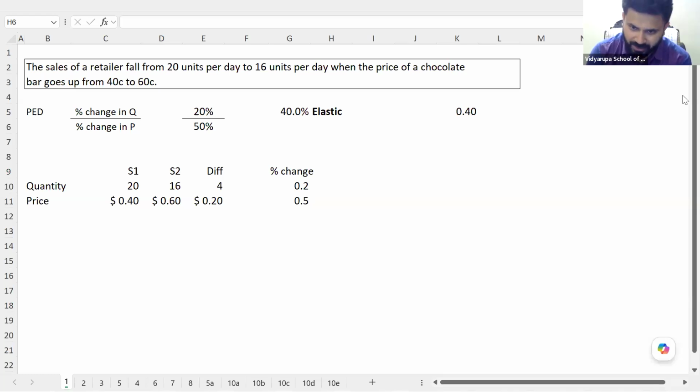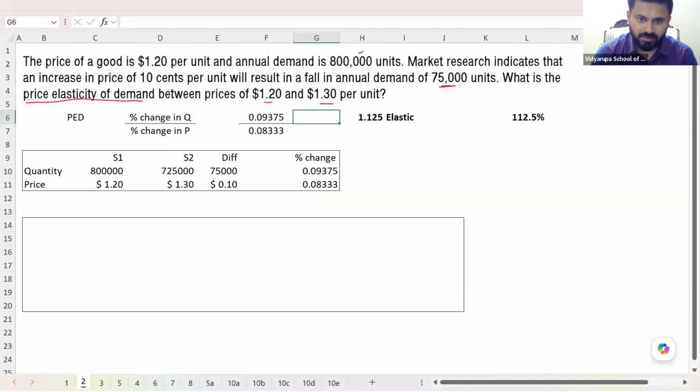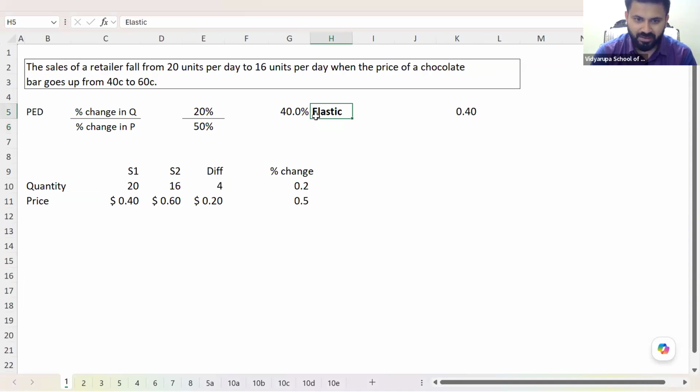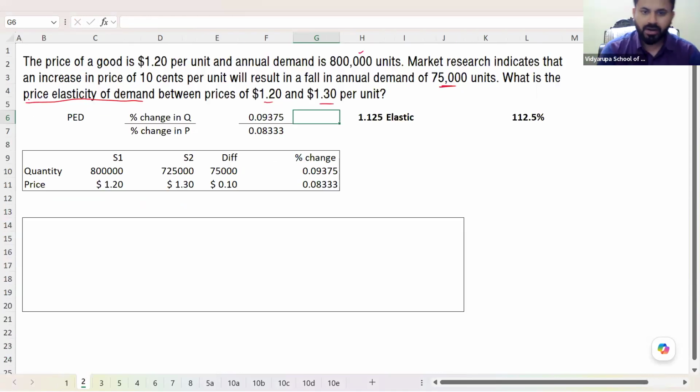So before the break, we had discussed this. The 40% value, we said it is elastic in nature, whereas this one we'll say it is, sorry, what am I saying? This will be called inelastic. I made a mistake here. This will be called inelastic in nature, whereas 112% will be called elastic in nature.